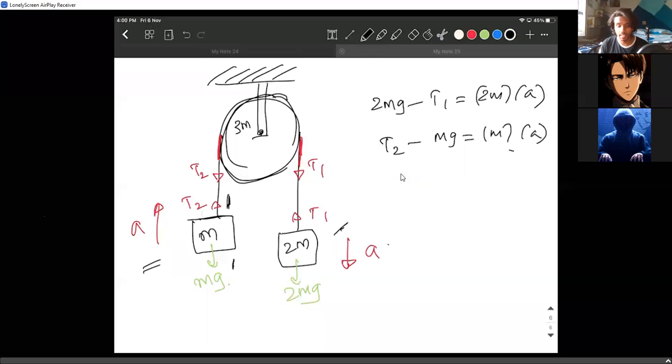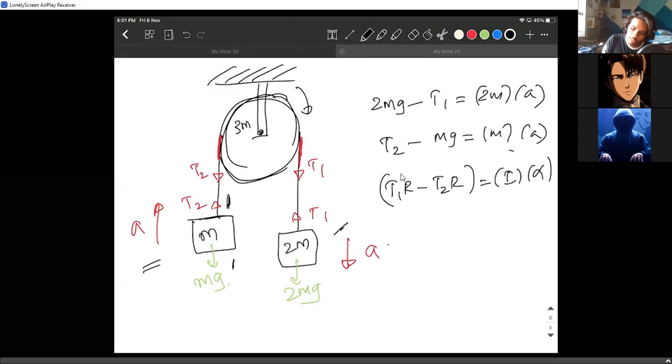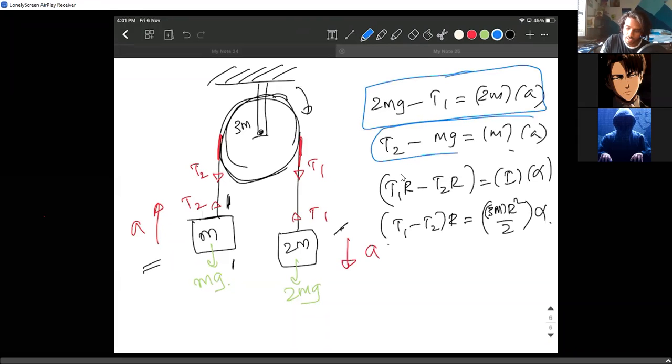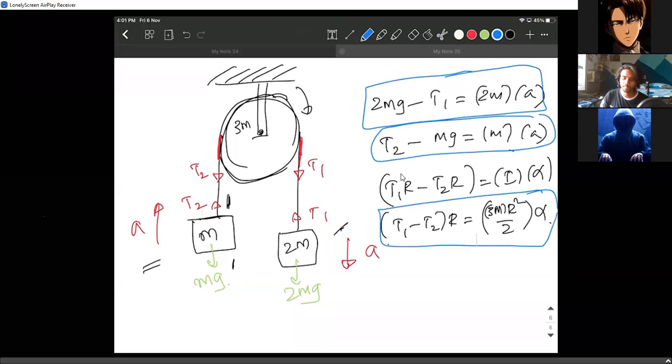Now, for the disk, it is rotating like this. Since the body system is moving like this, the disk is rotating like that. I'm going to write T1r minus T2r. This is the net torque, which equals I into alpha. Let me write it properly: (T1 minus T2) into R equals 3m R squared by 2 into alpha. We have three equations, guys. This is the first mass's equation, the second mass's equation, and this is the disk's equation.